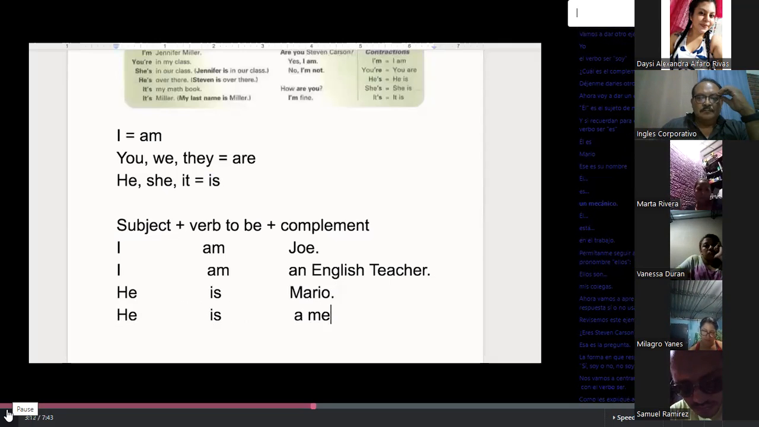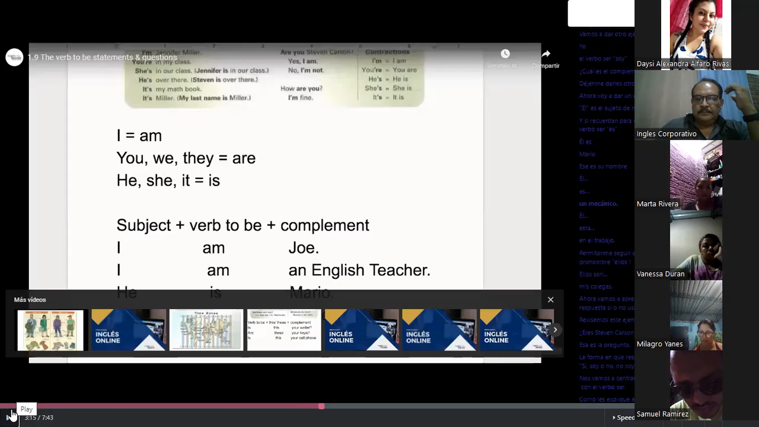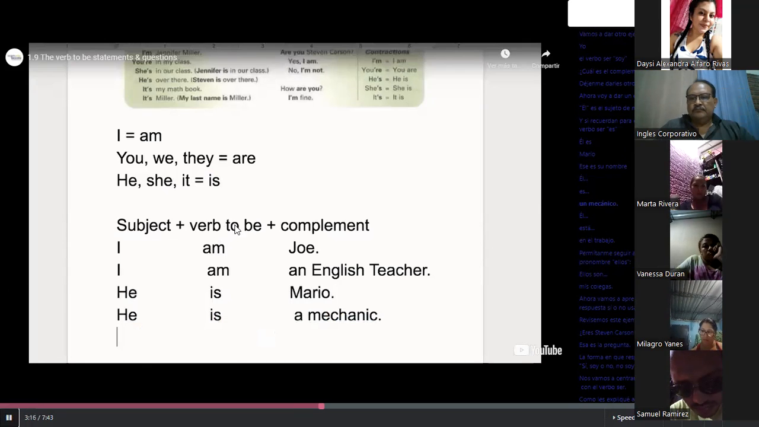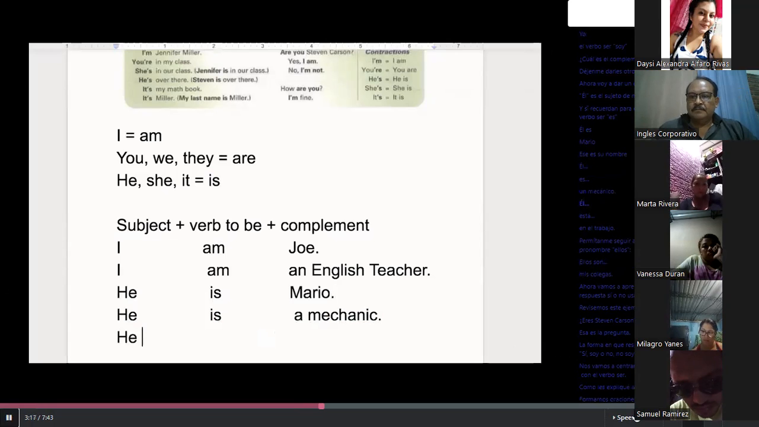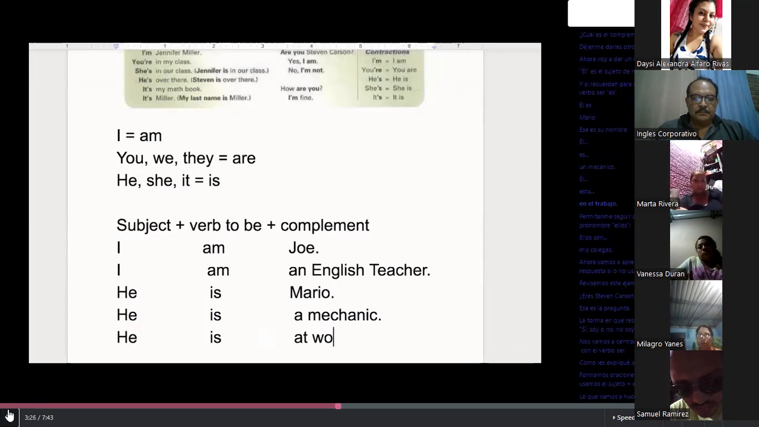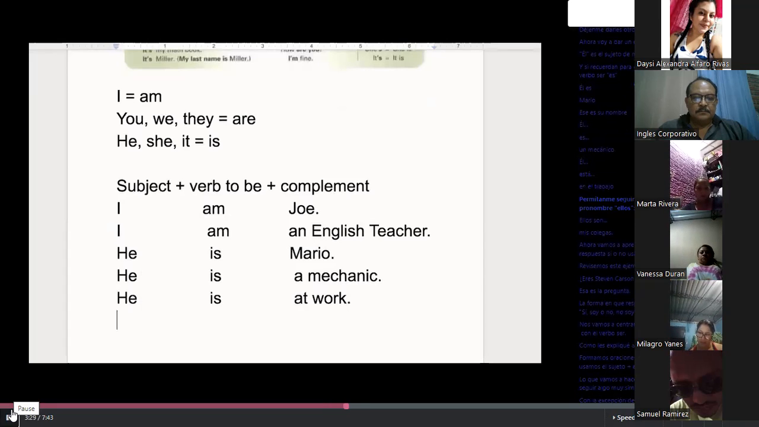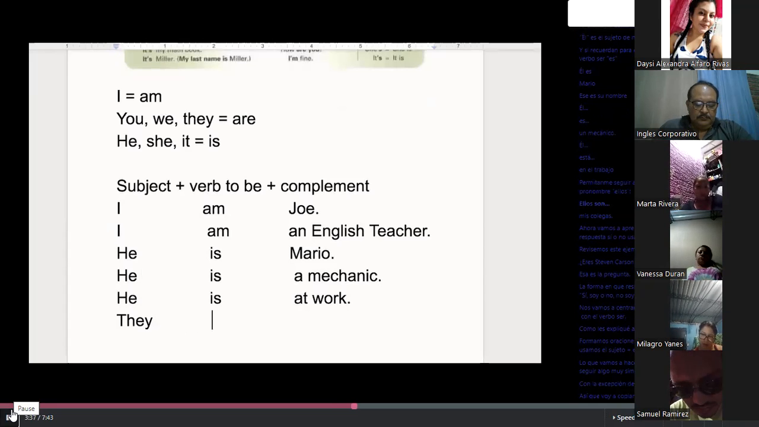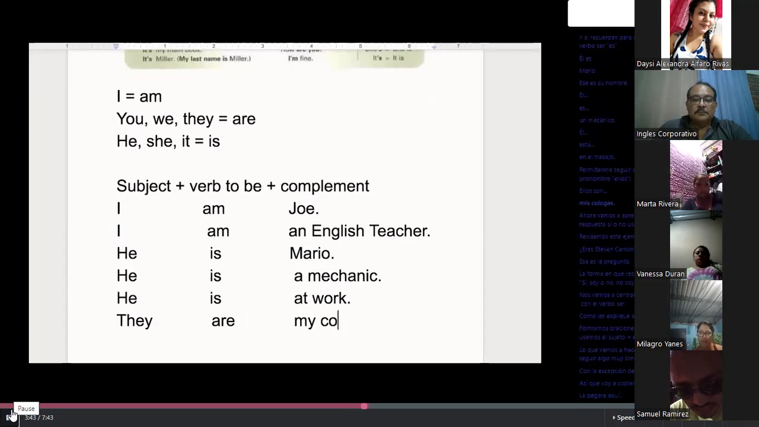He is a mechanic. He is at work. Let me go ahead and give an example with the pronoun they. And they are my coworkers.